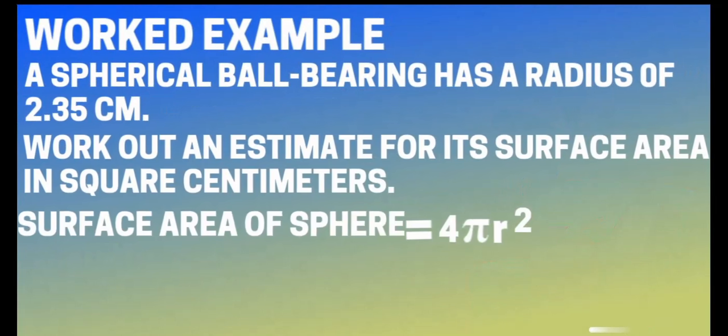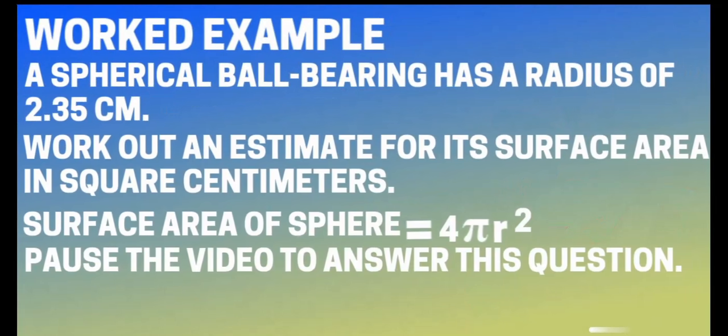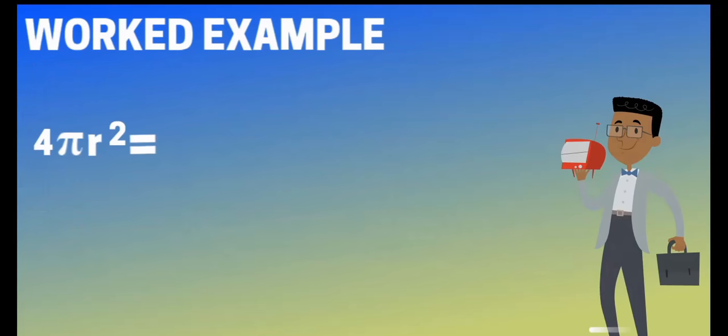Worked example. A spherical ball bearing has a radius of 2.35 centimetres. Work out an estimation for its surface area in square centimetres. The surface area of a sphere is equal to 4 pi r squared. Pause the video to answer this question. Here is the working out.